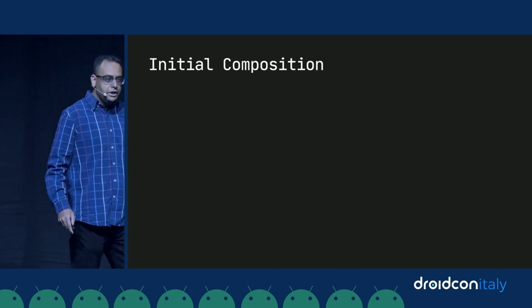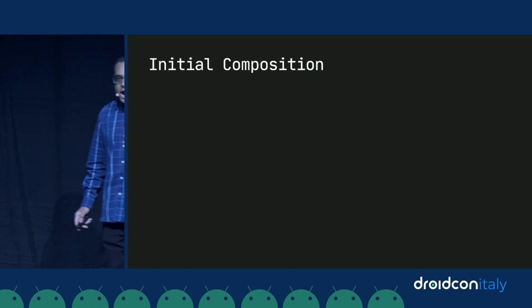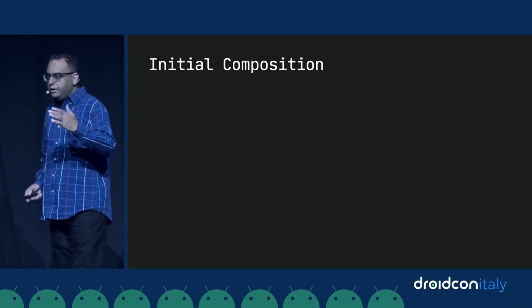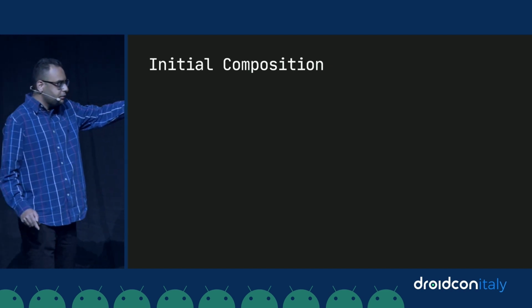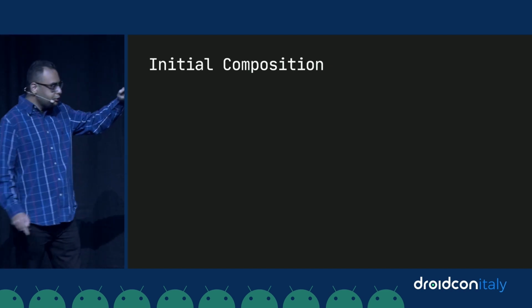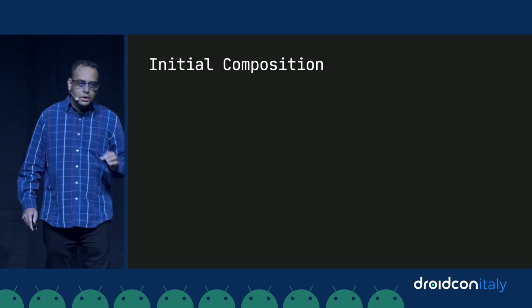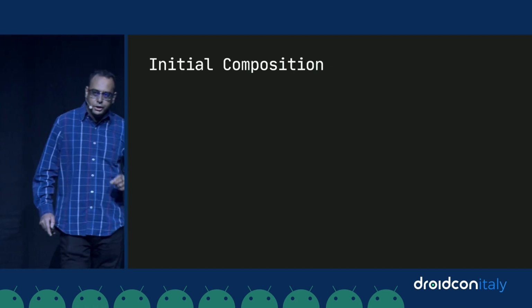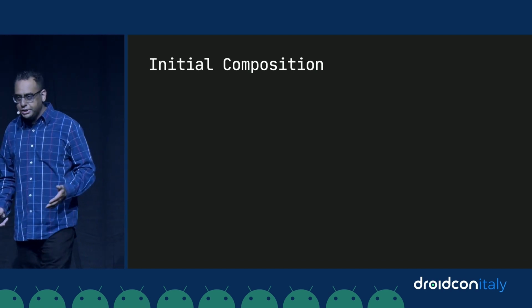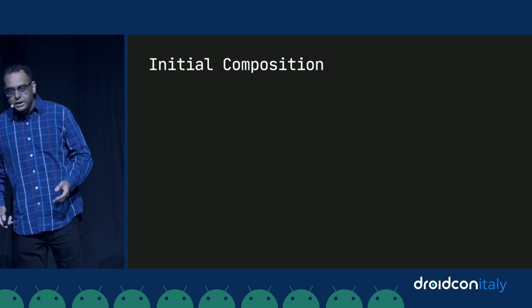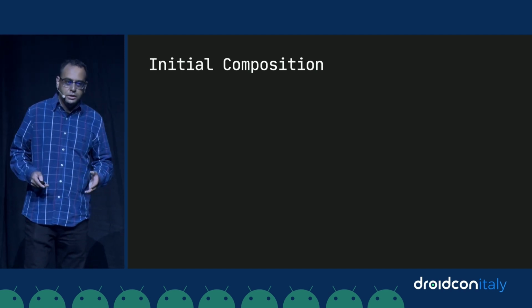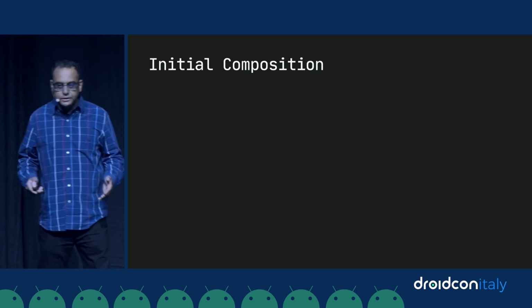What do I mean by initial composition? Your app starts up. You have a list of composable functions from the top to the bottom. It has to go through each and every one of them. The most performance-heavy bottleneck in Compose is the initial composition, and that has to happen. It has to be able to track information so that you could do recompositions.